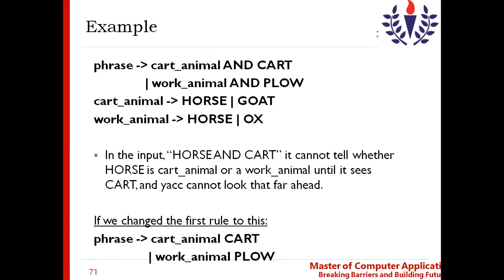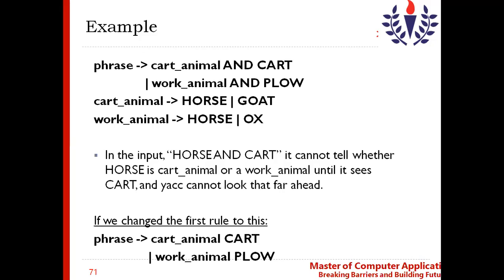In this case, when it looks ahead for the next token, there is a token called AND. By seeing this AND, the Yacc cannot decide whether the horse belongs to the cart animal or the work animal. There are two grammars due to which the Yacc is not able to parse, and it gets stuck deciding whether to choose cart animal or work animal. These grammars are called ambiguous grammar. When there is an ambiguous grammar, the Yacc will not be able to parse because it cannot decide.